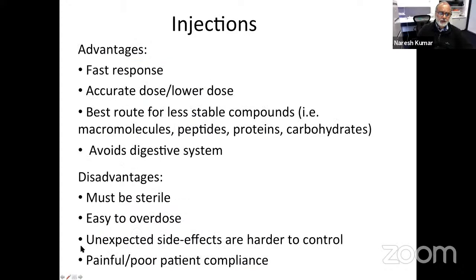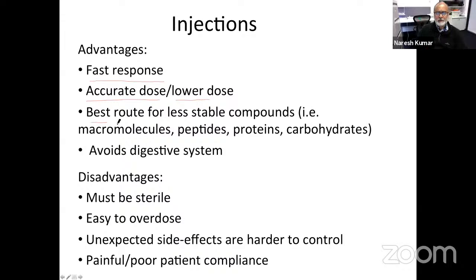Injections, and we'll all be familiar with injections. Obviously, many of us would have recently had COVID injections. And injections can be given in many different ways, and we're going to look at that in a second too. But one of the advantages of an injection is that it's a fast response. If you inject it into a vein, it goes into the bloodstream straight away. And also, the injection always gives an accurate dose. And a lower dose is required compared to, for example, taking the drug orally.